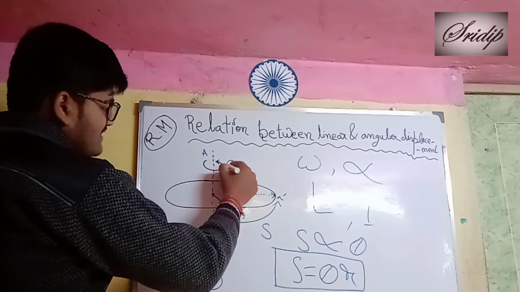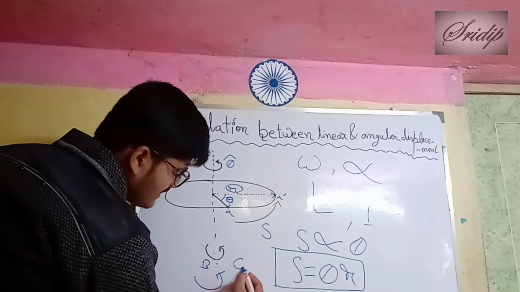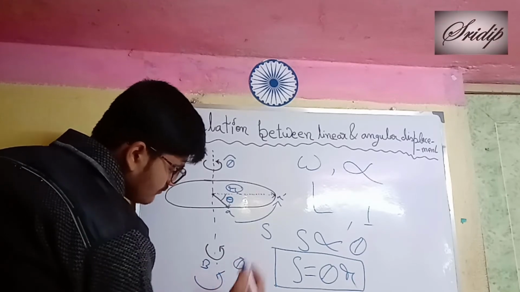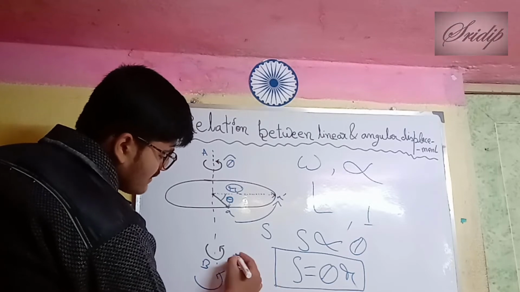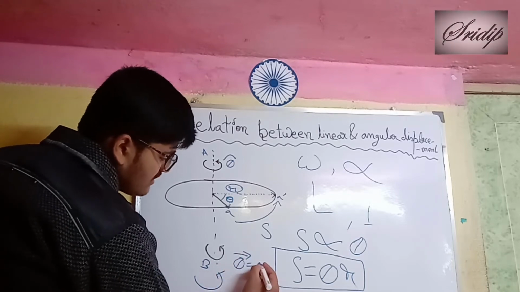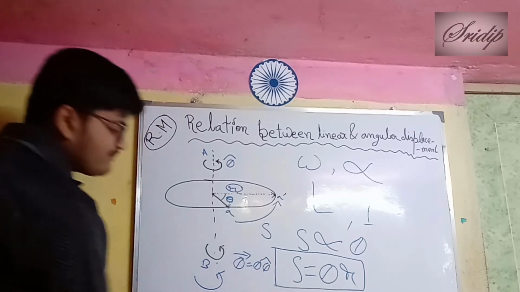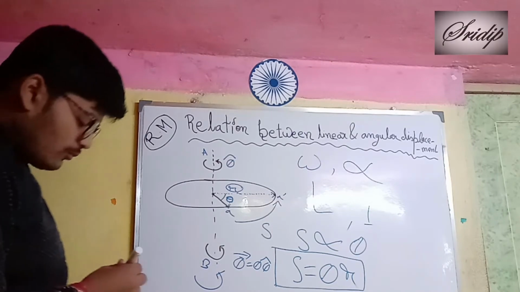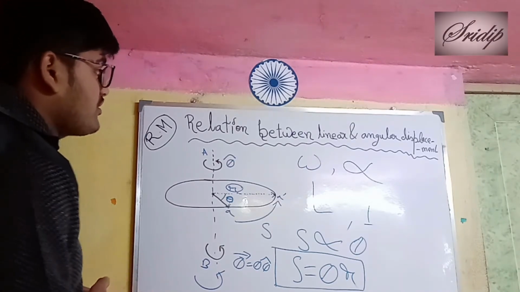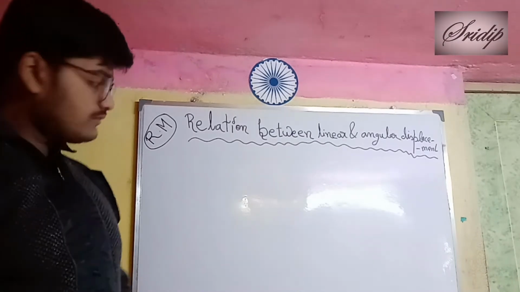If we term this direction as theta hat, then theta is equal to theta into theta hat. So now I think you all are pretty clear about the relation between linear and angular displacement. Now we are proceeding towards the next topic, that is angular velocity.